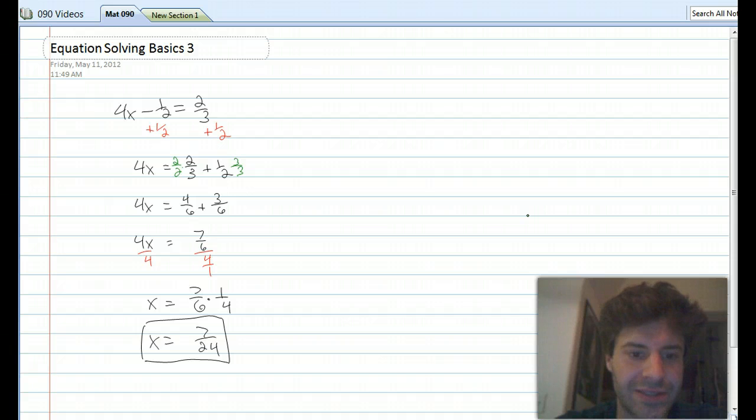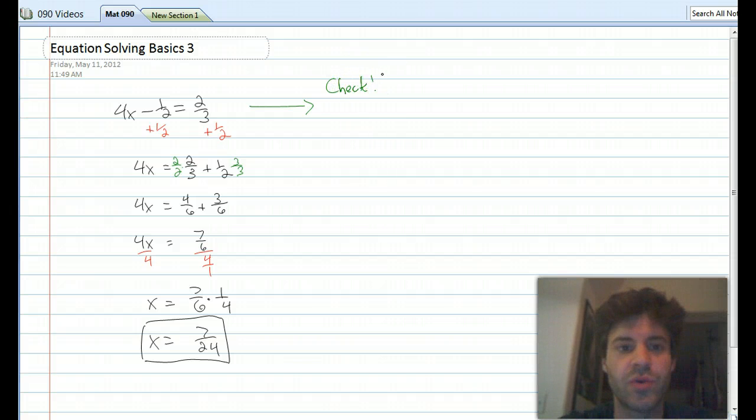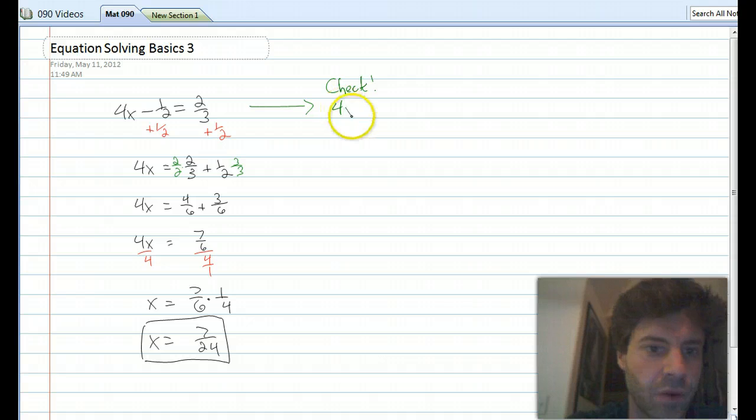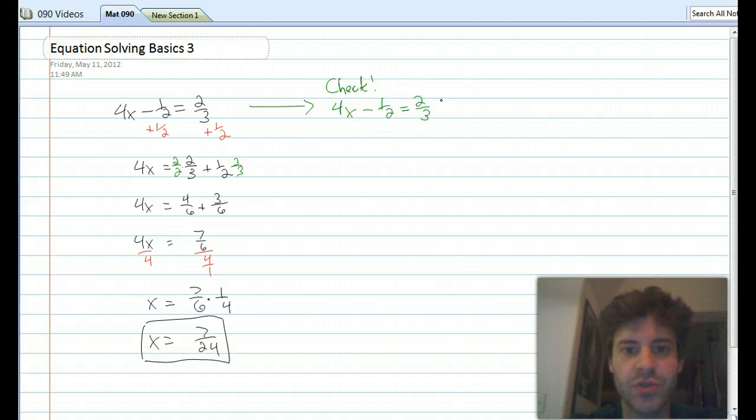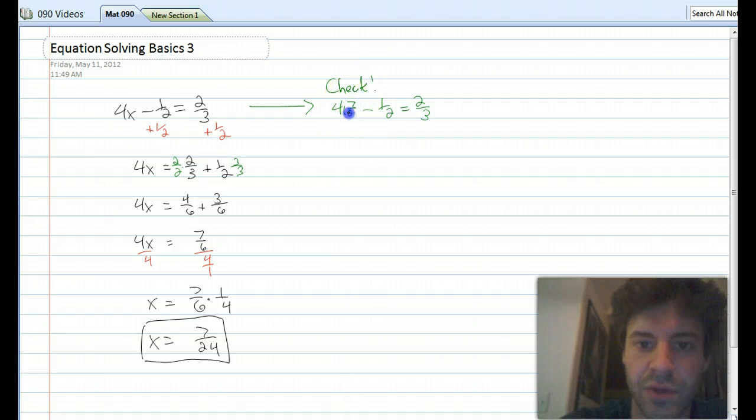Now it's probably a good idea to actually check that solution. There's a lot of room for error in there, so it's a good idea to make sure that we did everything right. The way that we've been doing that is we copy down the original equation, 4x minus 1/2 equals 2/3. And we're going to substitute our solution into that original equation. Our solution was 7/24. We're going to plug it in for x right here in the equation. So I'm just going to erase the x and plug in 7/24.